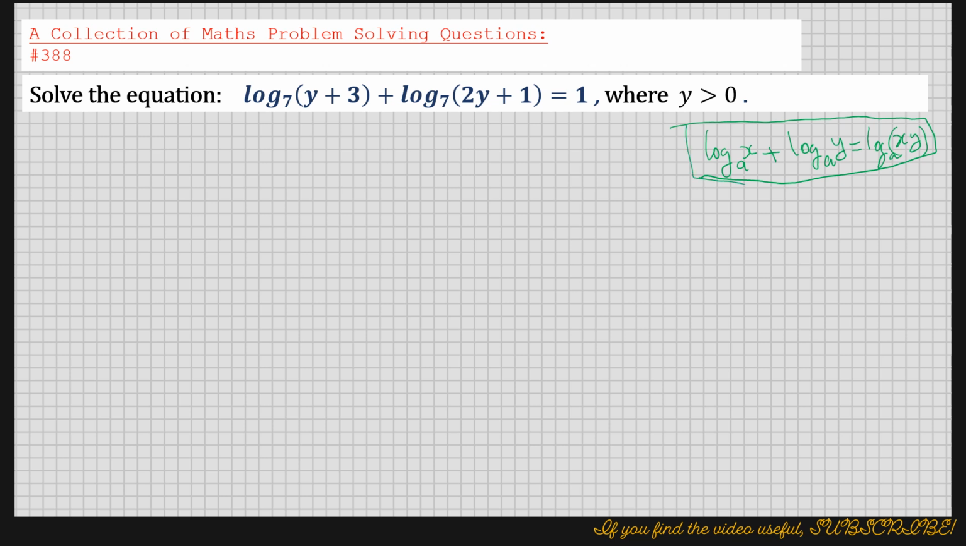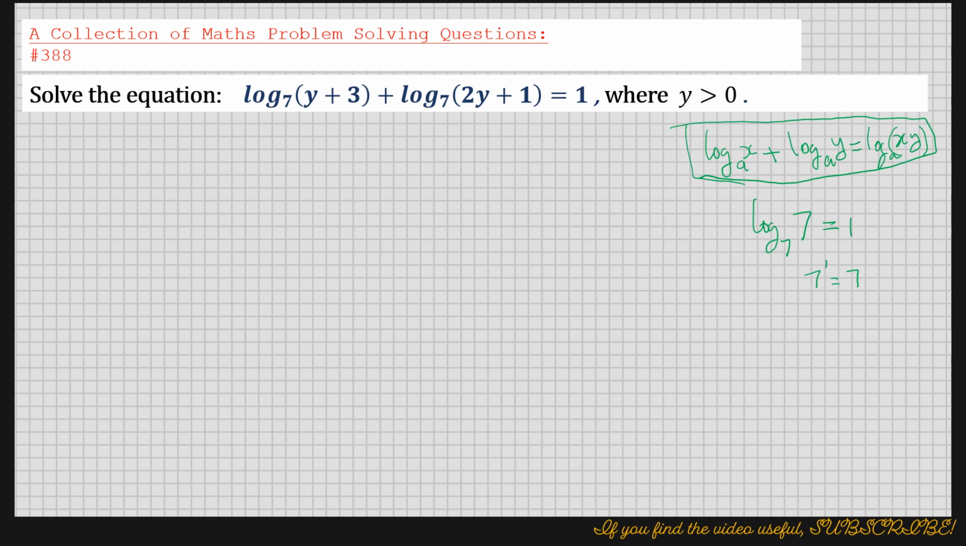And also, because we have this 1 here, to solve the equation, we need to represent it as a logarithm. Because this is log to the base 7, we can write it as log to the base 7 of 7 equals 1. The reason being 7 to the power 1 is 7, because logarithms are like the opposite of exponentials. So just using the property, we can state that.